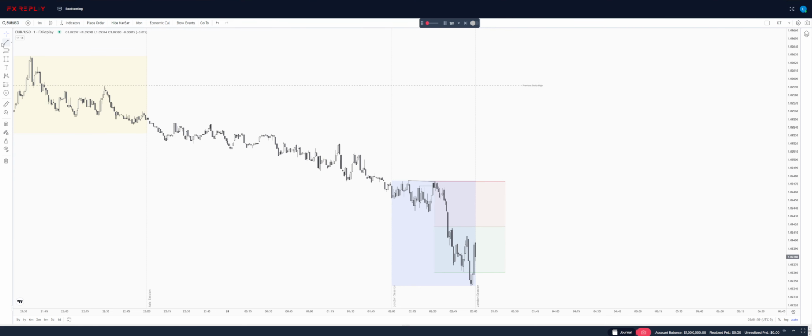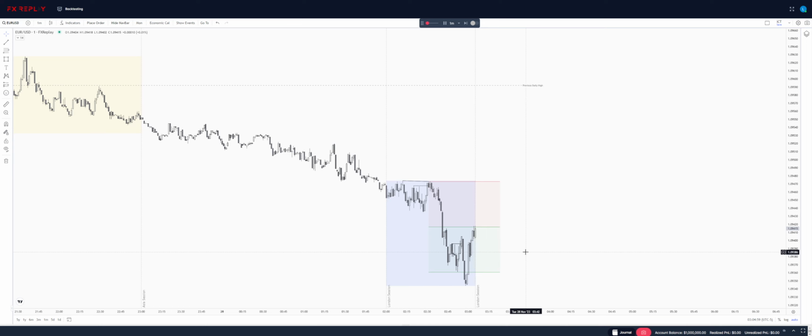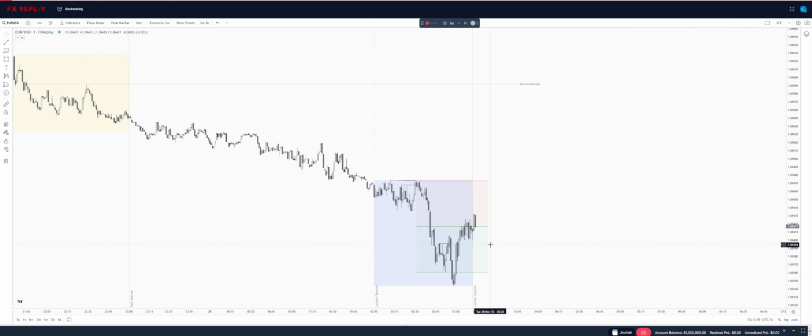Here we also set up once again. This is not really a valid swing high to me. Plus we're super extended to the downside. So again, not really interested in that price action right there.